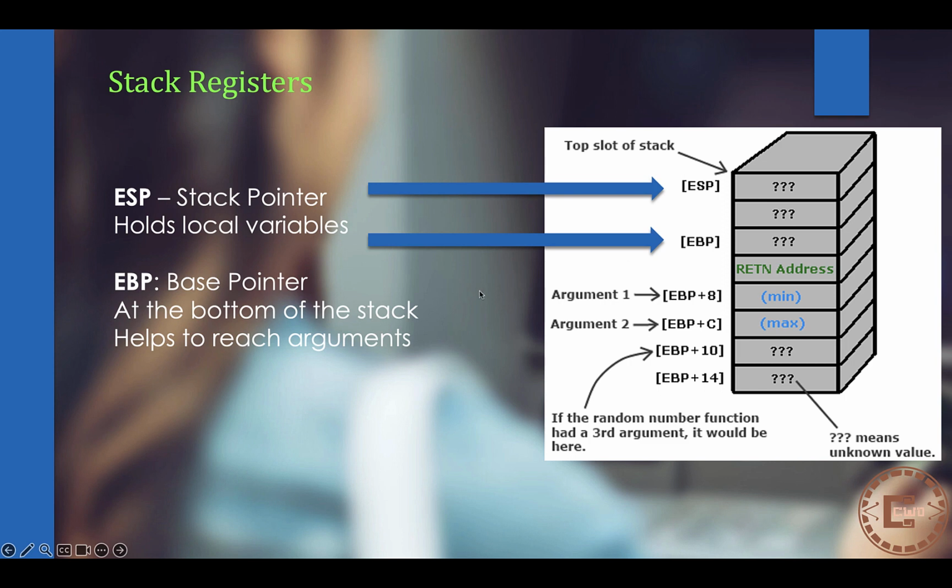EBP helps us to reach whatever values are in the stack, and also helps us to reach the return address. You will see what a return address is in a second. You can see other values that can be passed to the stack. Normally, the values that you see above EBP are local variables, and the values that you see here, EBP plus 8, C, 10, 14, those are the arguments, or parameters, that are being passed to the stack. Okay, guys?